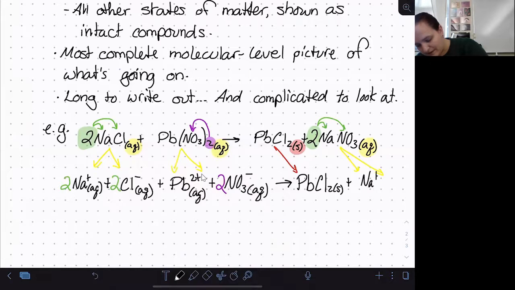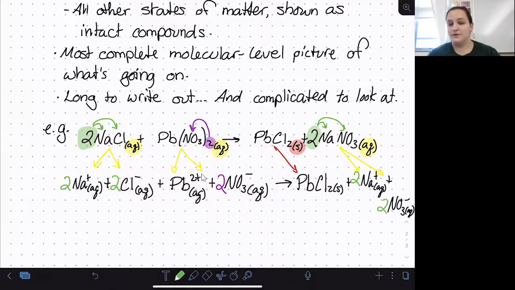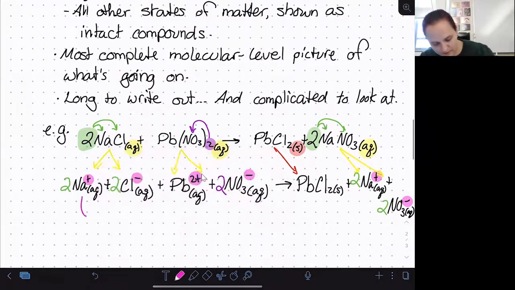So we'll have Na plus and NO3 minus. And we will have 2 of each of those thanks to that coefficient. So, what else did I need to say here? One other thing to notice is that I am including charges on all of these ions. So whenever you're writing one ion by itself, not part of a compound, you must include charge.